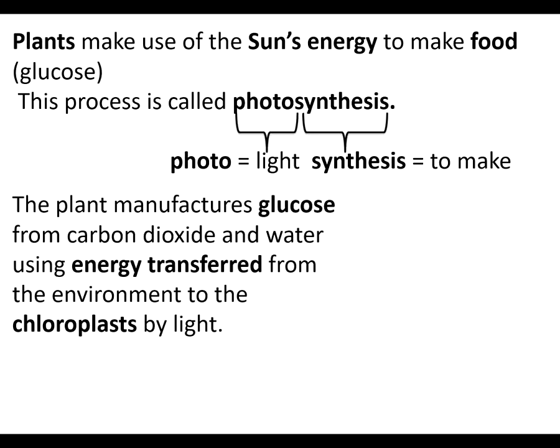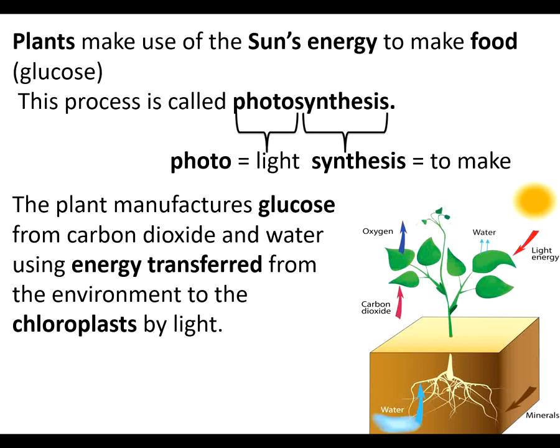So the plant makes glucose from carbon dioxide and water using energy that is transferred from the environment, and that happens in the chloroplasts. Now, it can be any sort of light. It doesn't have to be sunlight. It can be artificial light. But in an exam, you can't just write that it's sun. All right, you have to put the light. It's the light bit that's important.